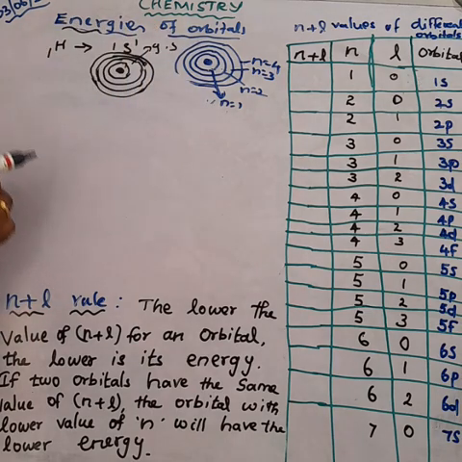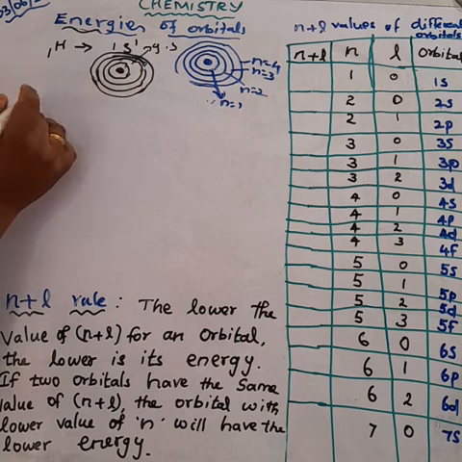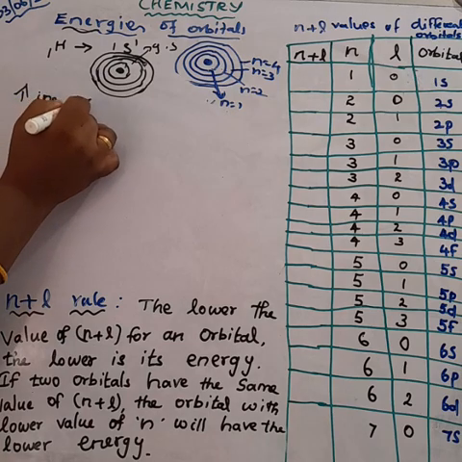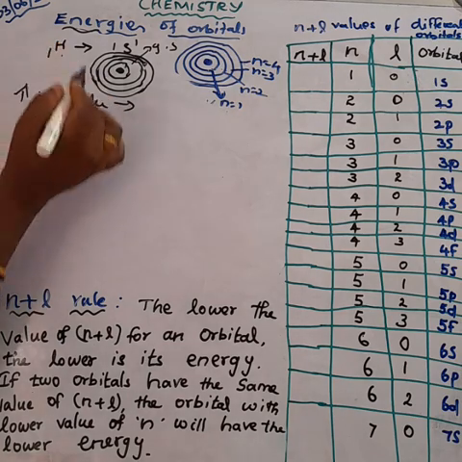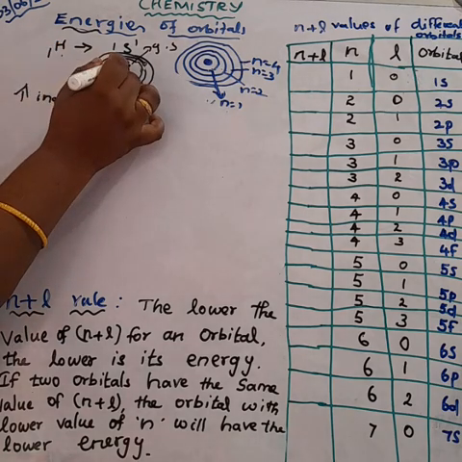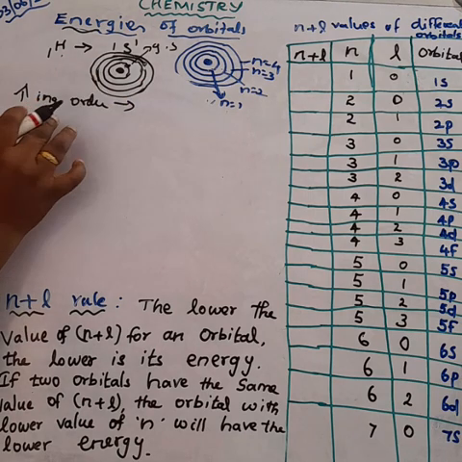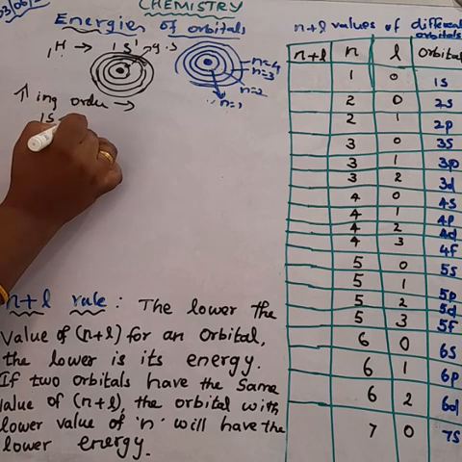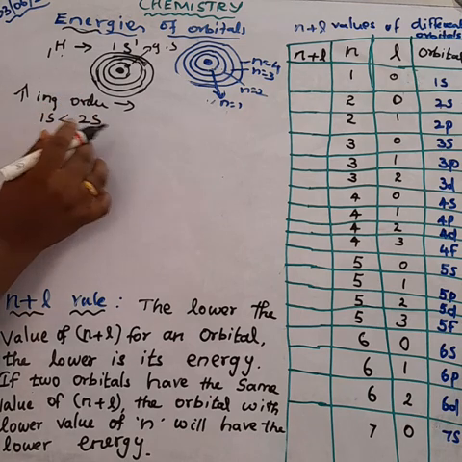How will you write the increasing order of the various energy levels for the hydrogen atom? First, the hydrogen atom stays in the 1s1 orbital. The energy of the 1s orbital is very low, less than 2s, and 2s is equal to 2p orbital.